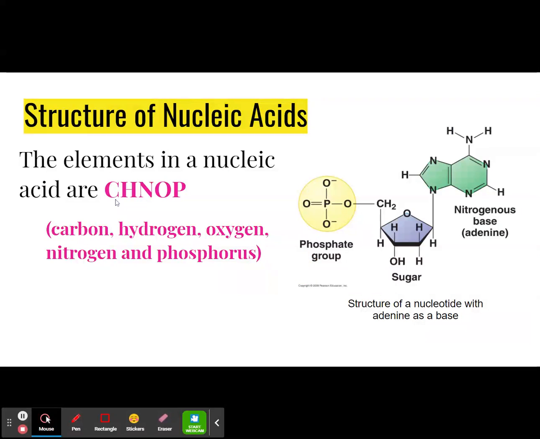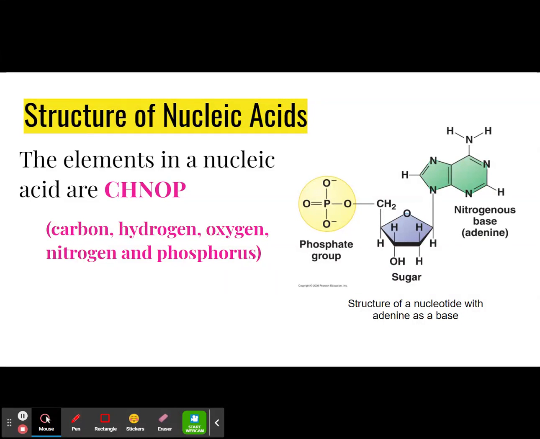All right, so hopefully you were able to guess that from our sugar, we get the elements that are inside of our carbohydrates. So I get carbon, hydrogen, and oxygen. And then from my nitrogenous base, I get a big hint that I'm going to get nitrogen. Yes, there is nitrogen in a nitrogenous base. These are also sometimes just called bases.